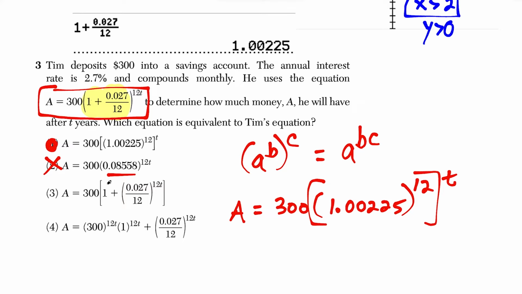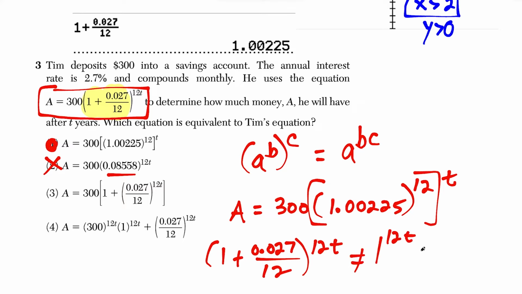People might think, oh, if I raise 1 to any power, it's just 1, so surely choice 3 has to be correct. But no, that's not how you deal with these types of expressions. I can't say that 1 plus 0.027 over 12, to the 12t, you cannot just do something like this. You cannot say 1 to the 12t plus this decimal being divided by 12, 0.027 to the 12t. This is not equivalent to what we started with, okay? So this is no good.